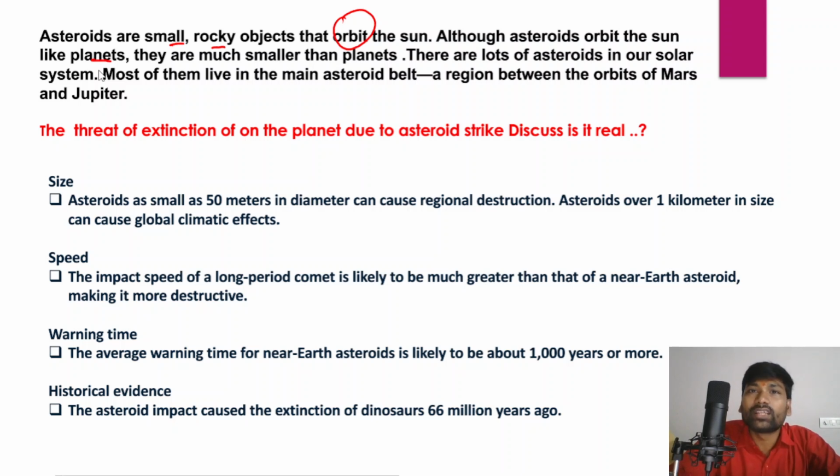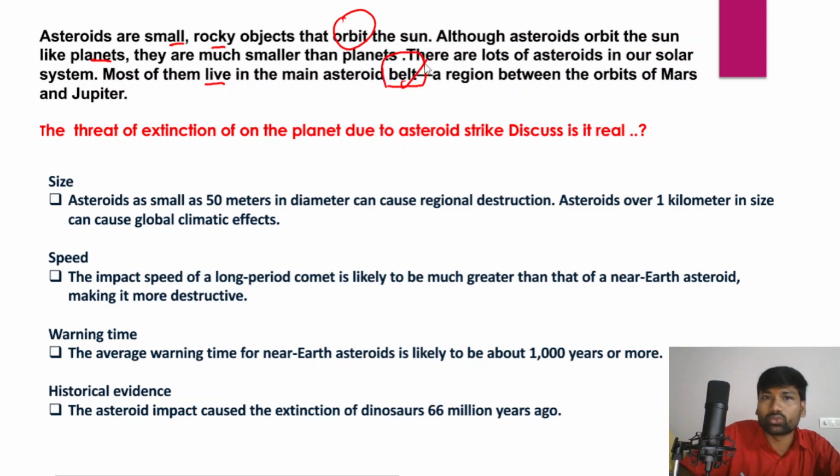And in fact, there are lots of asteroids, and there is an asteroid belt which is located between Mars and Jupiter, right? So the asteroid belt is located between Mars and Jupiter, and there are a lot of asteroids in our solar system, and most of them live in the asteroid belt, right?